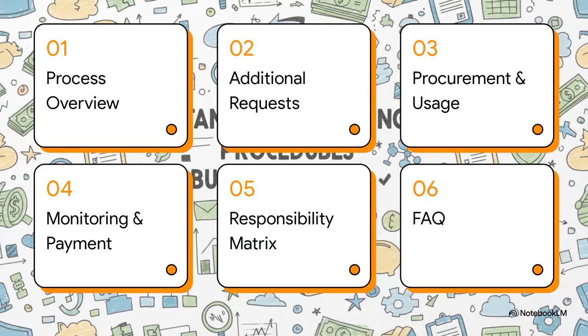We've got a really great roadmap for our session today. First, we'll start with a high-level overview of the whole process, and then we'll get into exactly how to manage any additional budget requests. After that, we'll dive into the actual procurement and usage of funds, followed closely by how we monitor those funds and handle payments. To wrap things up, we'll look at the responsibility matrix so everyone knows exactly who does what, and then we'll tackle a few frequently asked questions.